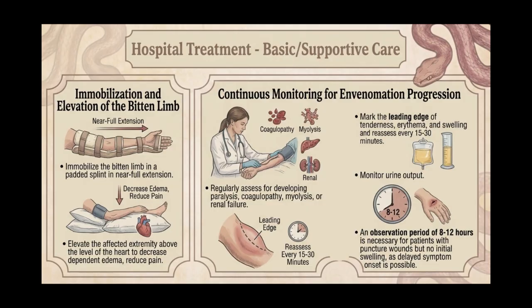Immobilization and elevation of the bitten limb are important steps in the initial management. The affected limb should be immobilized using a padded splint positioned near full extension. Elevating the limb above the level of the heart is also recommended, as this can help decrease dependent edema, reduce pain, and prevent the limb from being held in a flexed position.